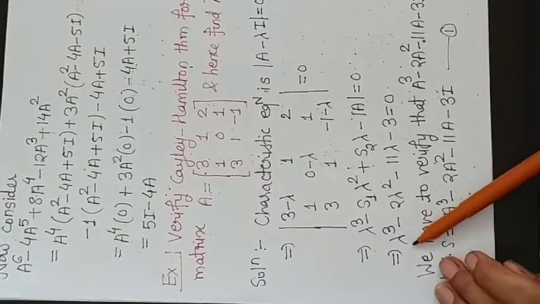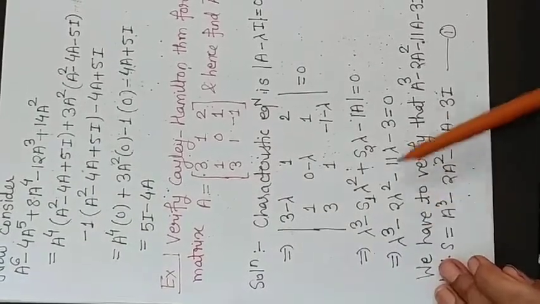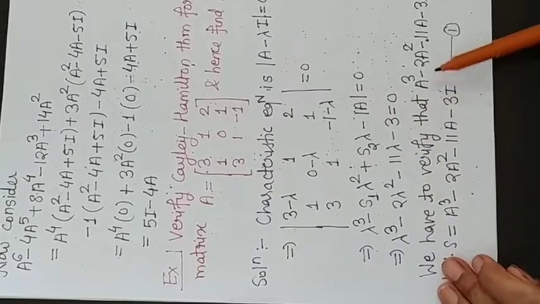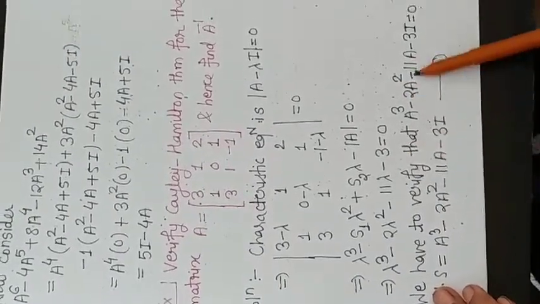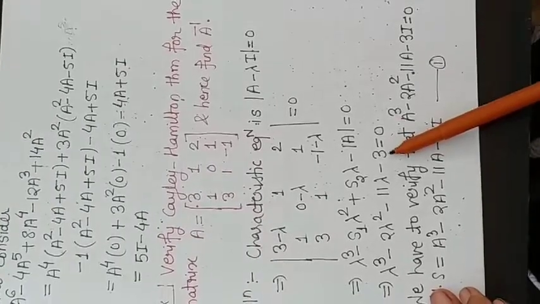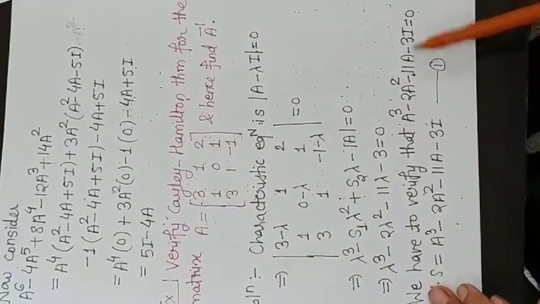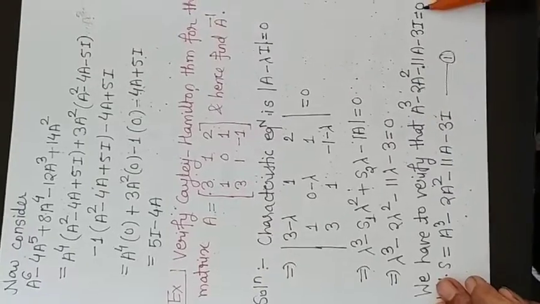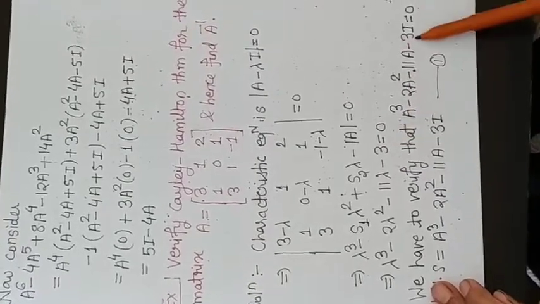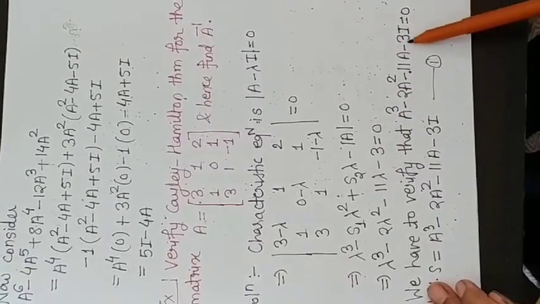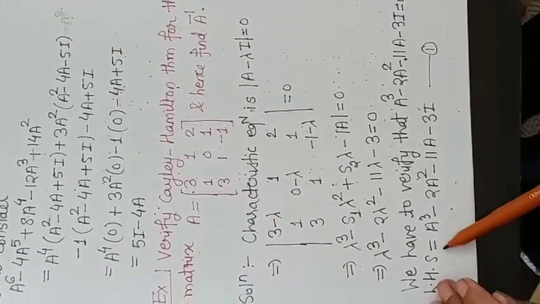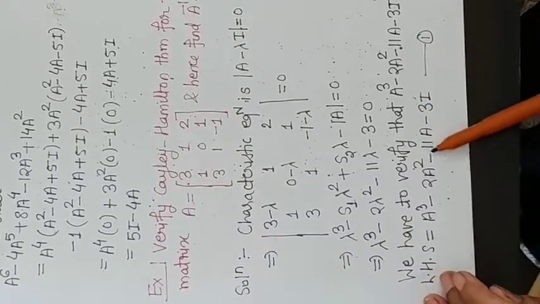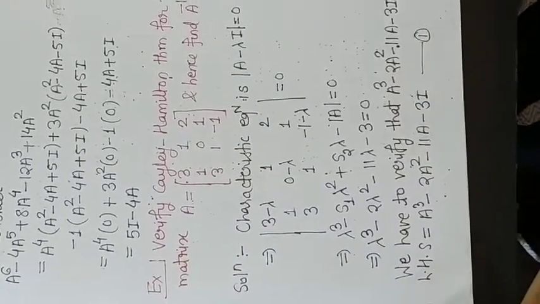So we have to verify that on replacing lambda by A, the equation gets satisfied. So that is A cube minus 2A square minus 11A, and 3 is a constant, so that we write as 3 times I. This should be a complete matrix, so we cannot write 3 simply. We have to write this also as a matrix. So it is minus 3I equal to 0. Now consider the left hand side. It is A cube minus 2A square minus 11A minus 3I.